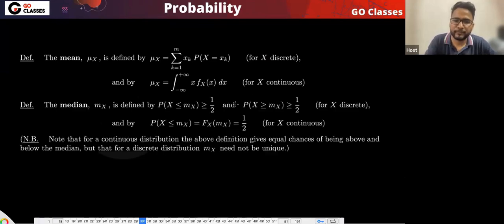Now, suppose we want to calculate the median. Given the probability distribution, it is actually very tricky. It says that mx is defined to be the median if the probability of random variable x being less than or equal to mx is greater than or equal to 1 by 2, and the probability of x greater than or equal to mx is greater than or equal to 1 by 2, for a discrete random variable. What does this mean? Let's try to understand this.